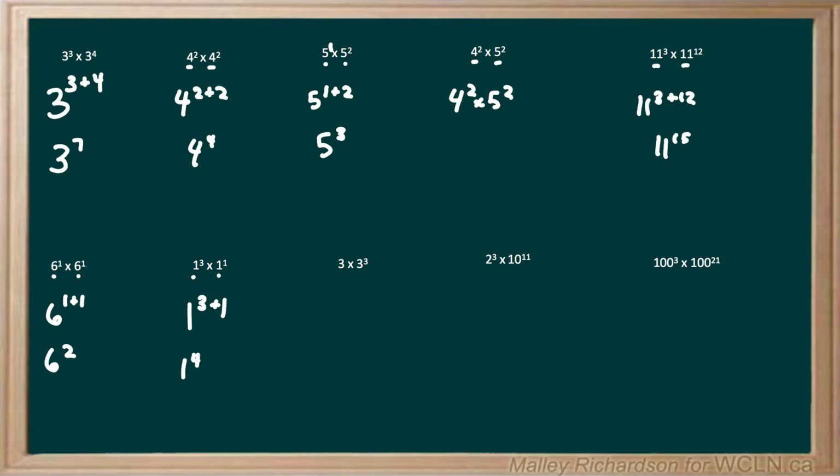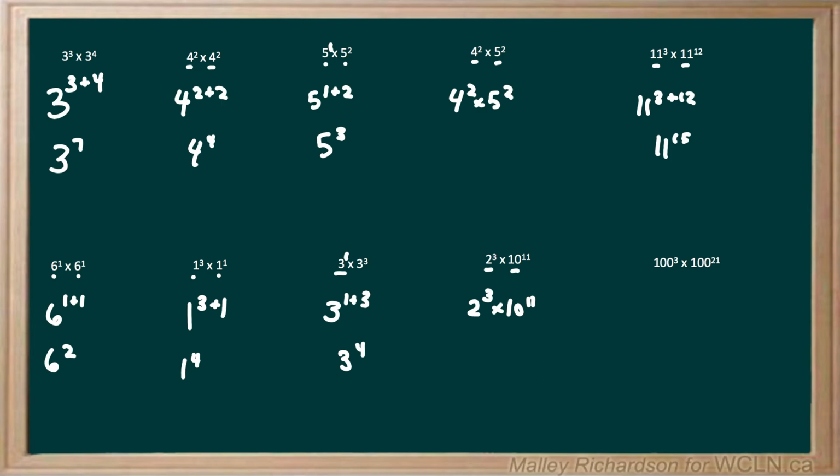Now we have 3 times 3 to the power of 3. Remember, when 3 is raised to nothing, it's always raised to the power of 1. So these have the same bases, so we just add the exponents, and we're left with 1 plus 3, which gives us 3 to the power of 4. Now we have 2 to the power of 3 times 10 to the power of 11. We can see 2 and 10 are not the same base, so we can't reduce it any further, and we're left with 2 to the power of 3 times 10 to the power of 11 as our final answer.